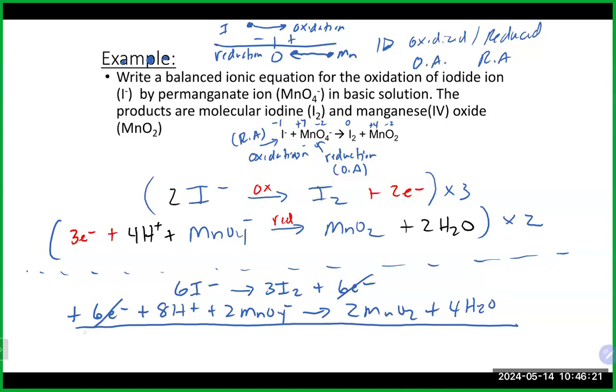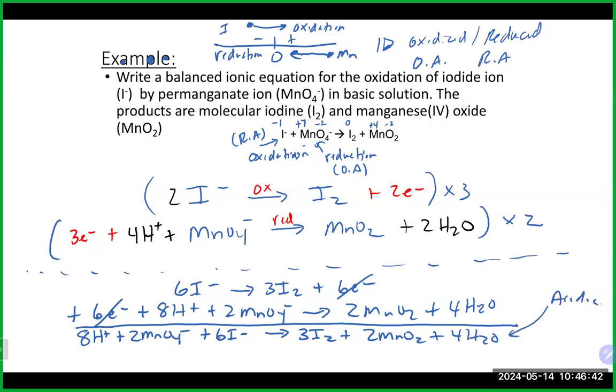Everybody on the left stays there. 8 H pluses plus 2 MnO4 minus plus 6I minus goes to 3I2 plus 2 MnO2 and 4 waters. This should be now balanced in acidic conditions, and if that is what I was shooting for in this problem, I would be done. I could put a box around it.